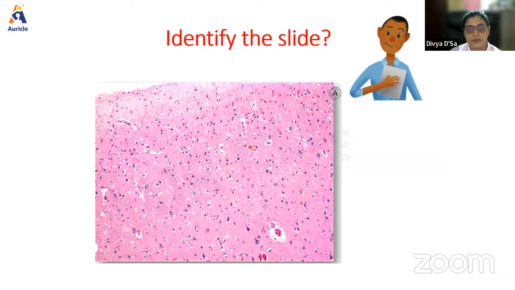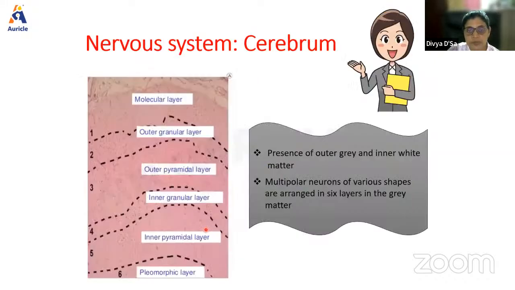If you see here, it looks like many cells are there, that is, neurons. And if you observe, there are pyramidal cells. These are all pyramidal cells. So when we see these pyramidal cells, we have to identify this structure as the cerebral cortex. The cerebral cortex has 6 layers: molecular layer, outer granular, outer pyramidal, inner granular, inner pyramidal, and pleomorphic.